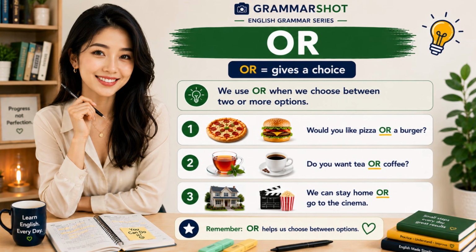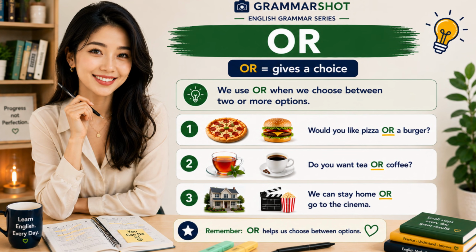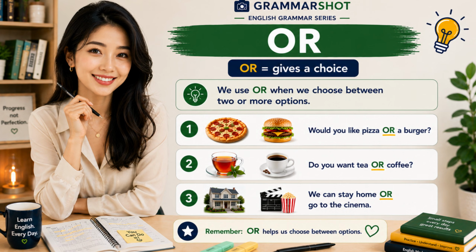Page 7. Next, we have or. We use or when we choose between two or more options. Would you like pizza or a burger? Do you want tea or coffee? We can stay home or go to the cinema. Or helps us choose between options.